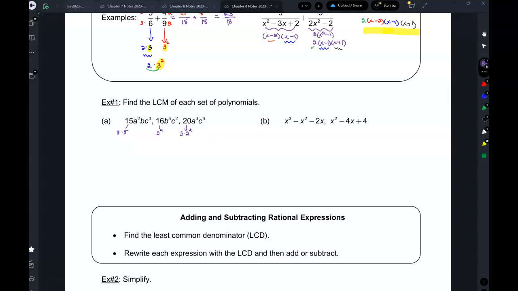Right. So from the coefficients, what am I going to take? Well, it looks like there is a 3, there is a 5, and then there is a 2 to the 4. So that's going to be the coefficient of my LCM.